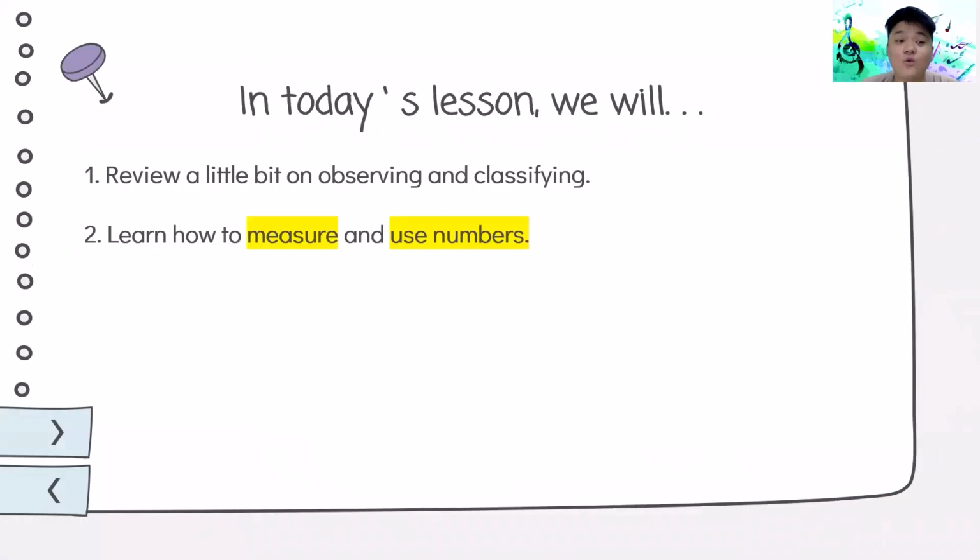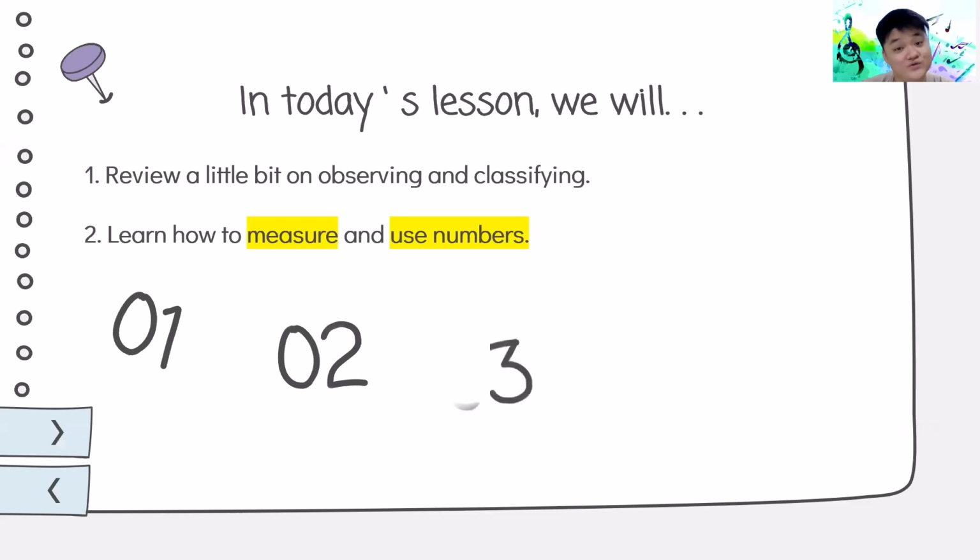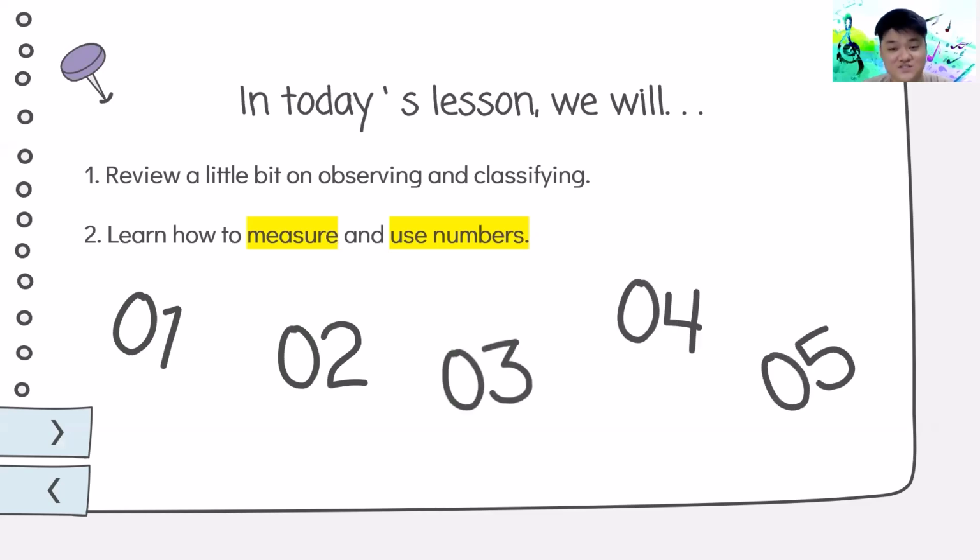So in today's lesson, we will do two things, all right? The first thing which we will be doing is to review or revise a little bit on what we learned in the last lesson, which is observing and classifying, all right? Observing and classifying. And then we will move on to the new part of this topic, which is measuring, where we will learn how to measure and use numbers, all right? So let's get started. So yeah, you know, numbers are 1, 2, 3, 4, and 5, and so on, yeah?